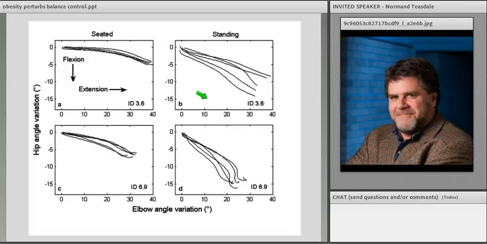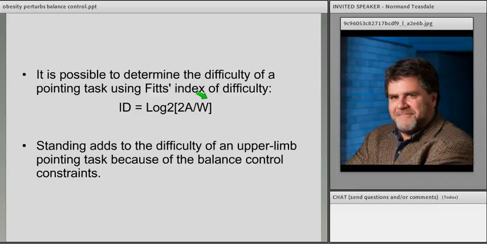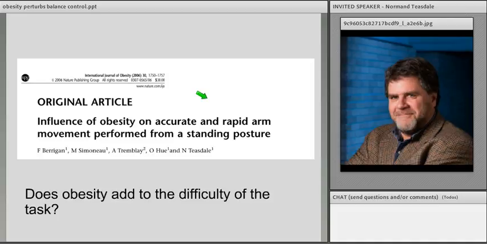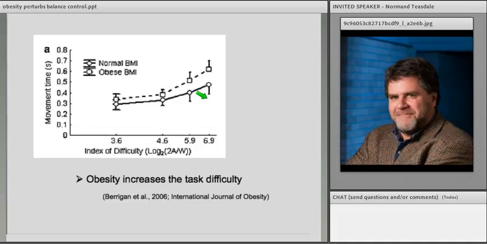So basically as the task increases in difficulty, subjects adopt a movement control where there's a greater hip contribution than elbow contribution. This may explain why the balance constraint affects the task difficulty. So if this is the case, then obese individuals, if they are less stable, should have more difficulty and should show longer movement time. This is what we looked at in a paper published in the International Journal of Obesity, and this is exactly what we observed.